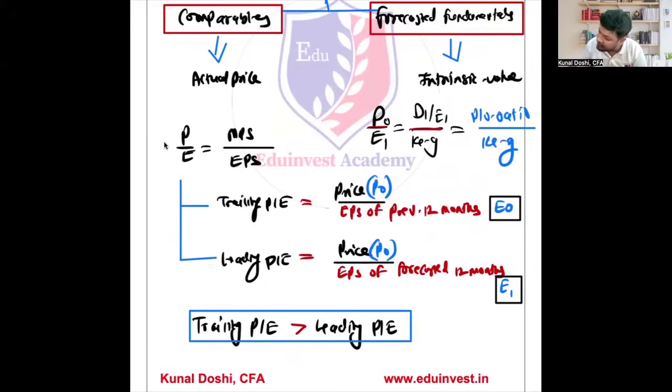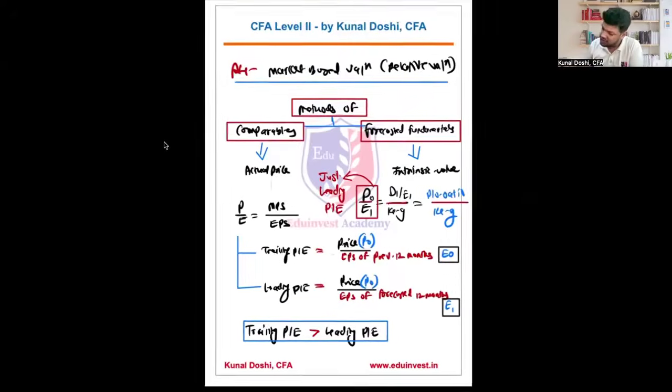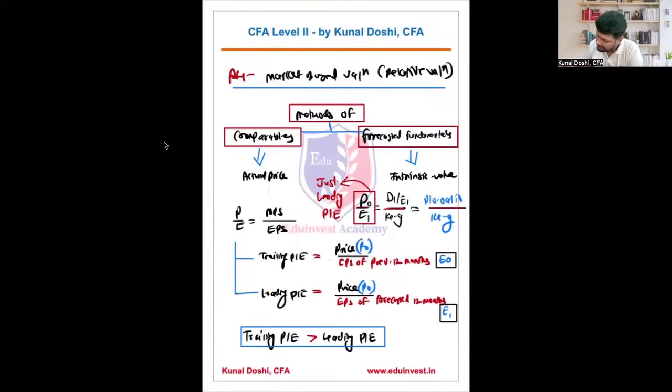So your justified PE, this is what we call the justified PE. And since I've used the next year earnings, I can also call it the justified leading PE ratio. Am I correct? Leading, next year earnings. Clear? Three components: the payout ratio, cost of equity, and growth rate. Everyone, check. Clear? Okay.